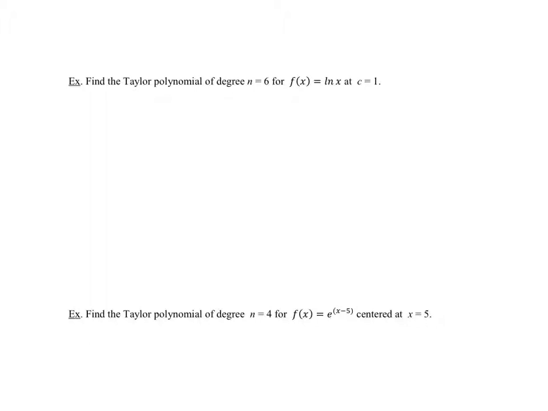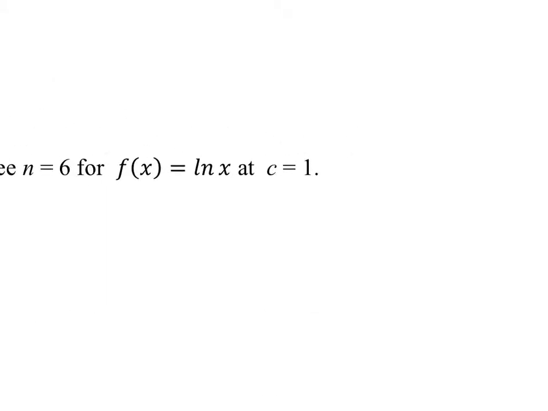Find the Taylor polynomial. We'll do this one before the break. Find the Taylor polynomial of degree 6 for f of x equals natural log of x centered at c equals 1. All right, so this is a Taylor polynomial. Let's change that c into an a, just for consistency. That's a nice typo for somebody.